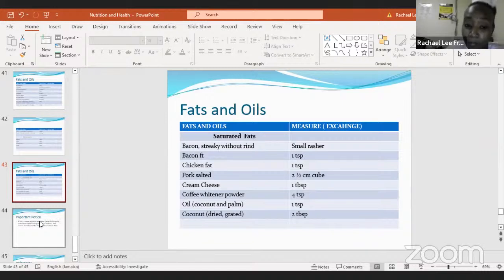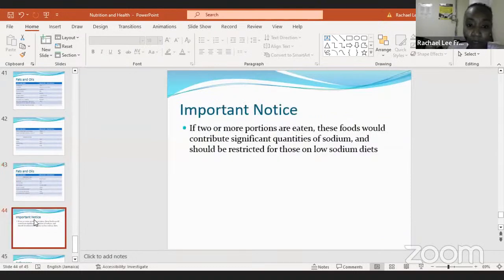And here it's telling you about the coconut oil and the palm oil. It says 1 teaspoon. I think that is ridiculous, but if it's the dried coconut or it's grated, then you can have 2 teaspoons, because with the dry ones, you would have actually gotten rid of most of the extracted oils. So that one you can use a little more than the 1 teaspoon.